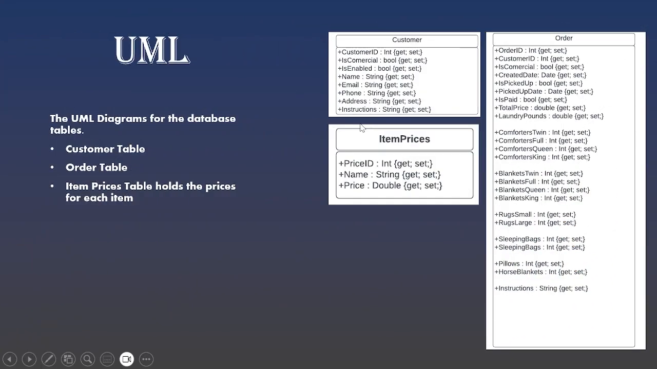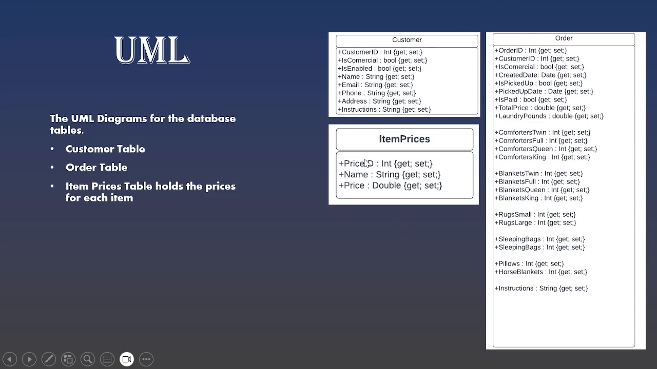These are the UML diagrams that set up the database. The customer database has a customer ID. If the customer is a commercial account, is enabled, you can disable customer accounts without deleting them, because if you delete them, it screws up the orders. There's the name, email, phone number, address, and then the common instructions for that account.